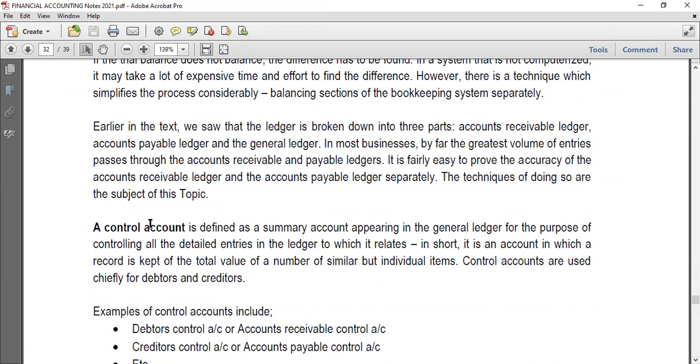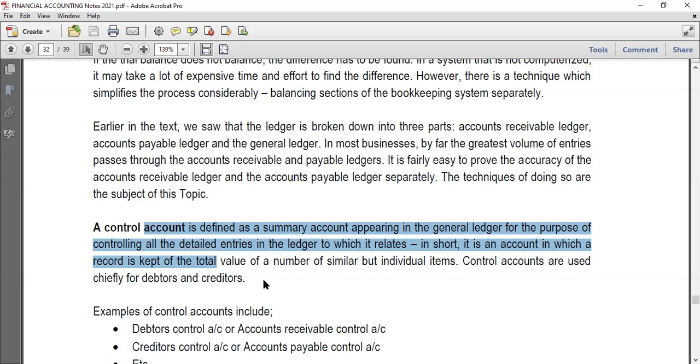So from the definition perspective, what is a control account? A control account is a summary account appearing in the general ledger for the purpose of controlling all the detailed accounts in the ledger to which it relates, okay?